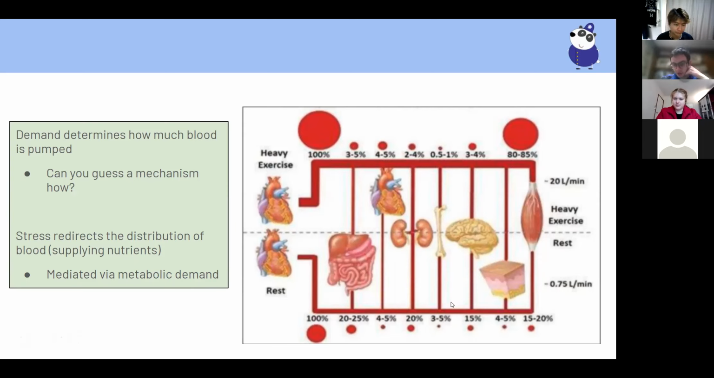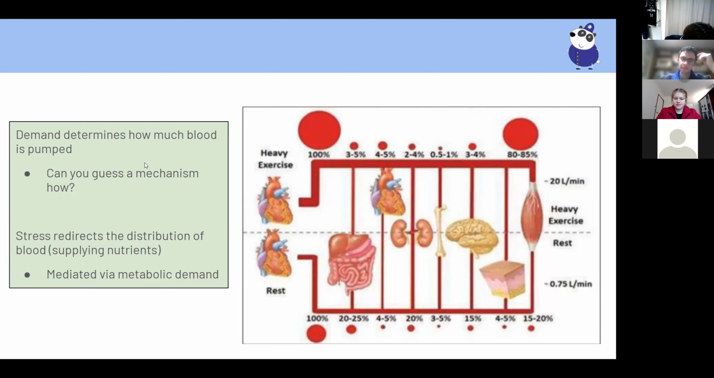Whereas at rest, you need less blood circulating in the body, and the distribution of the blood is going to change. It's an important concept, and I think they'd probably ask it on an exam, that the amount of blood being pumped isn't fixed. It depends on the activity of the body.